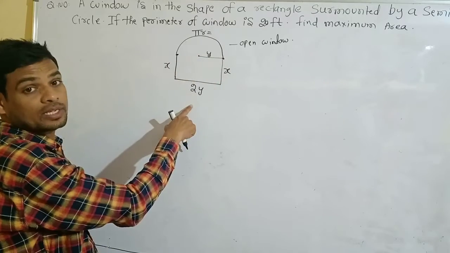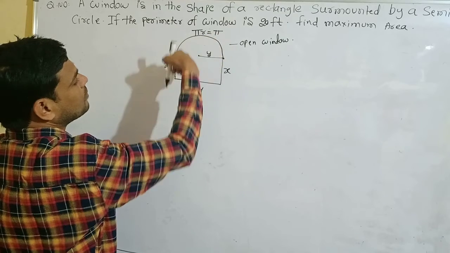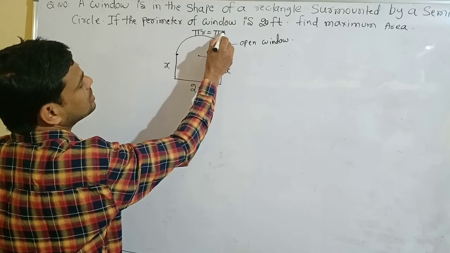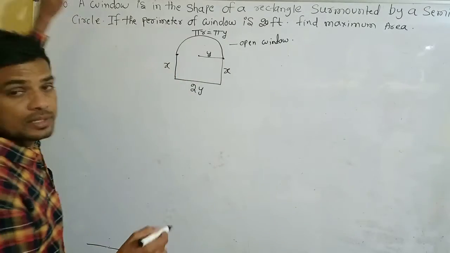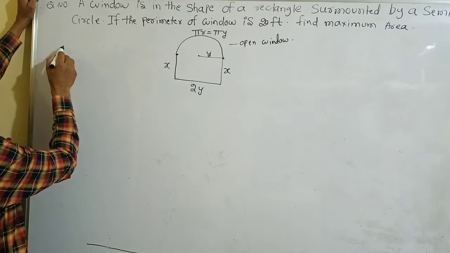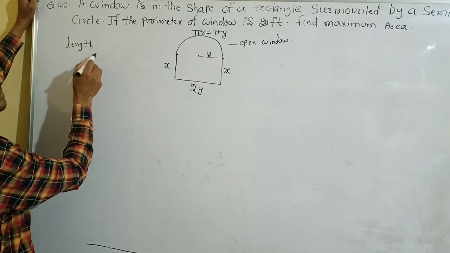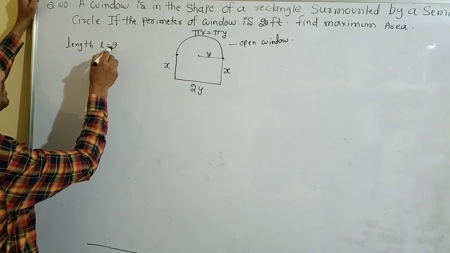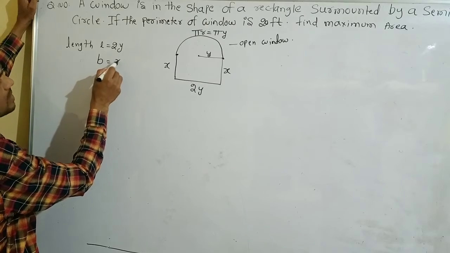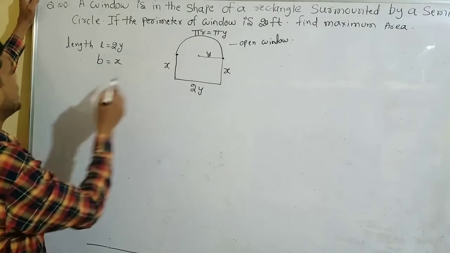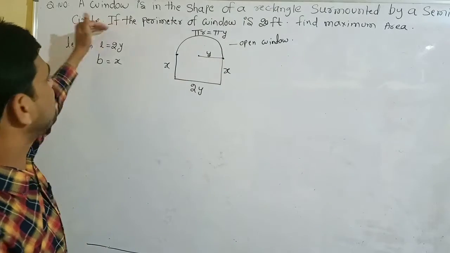Total diameter 2y. Here radius is y. Here the circumference of the semicircle is pi y. Here r is y. Okay. Next, length L equal to 2y. Next, breadth B equal to x. Okay. Here the window is in the shape of a rectangle surmounted by a semicircle.